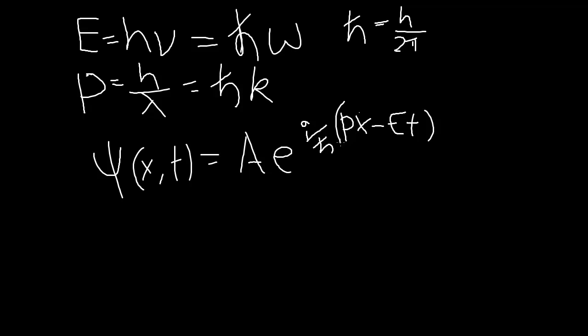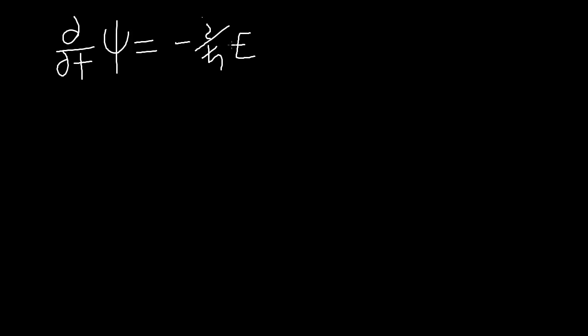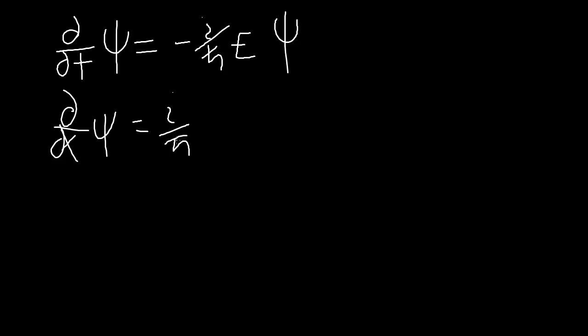So let's jiggle this around until we get something that looks like a wave equation. First off, we're going to take the time derivative. We get negative i over h bar, the E comes down, of the same exponential. If we take the space derivative, you get i over h bar times p coming down with the same exponential mess.